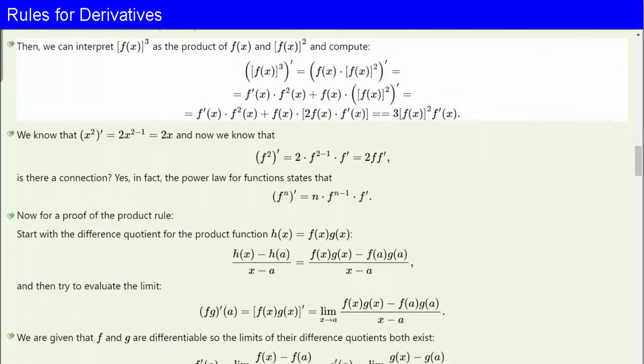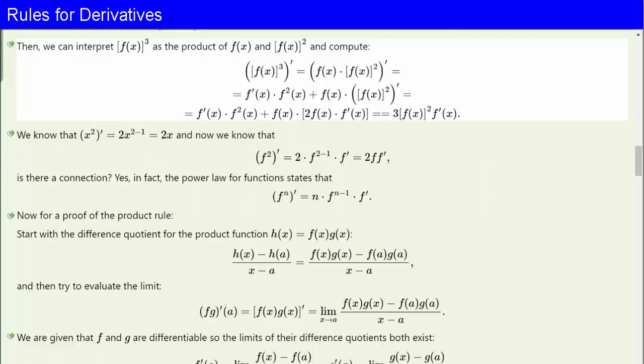In other words, just twice f of x, f prime of x. But you can continue. You can interpret f of x cubed as the product of f of x and the square of f of x, and compute the derivative of f of x cubed as the derivative of the product of f of x with f of x squared. And using the product rule, that is f prime times f squared plus f times the derivative of f squared. And we write that out using what we just derived earlier, and we get f prime times f squared plus f of x times the derivative of f squared, which is 2f f prime.